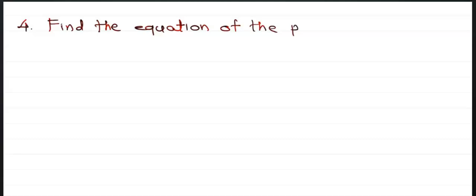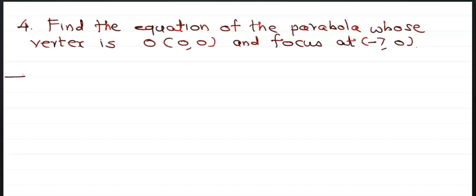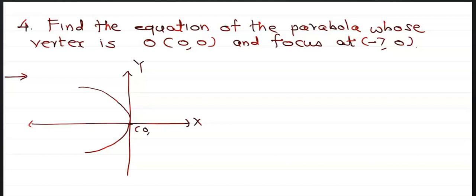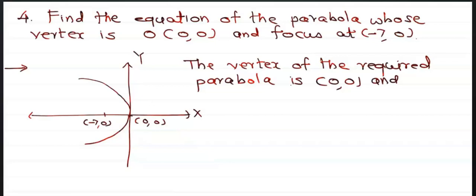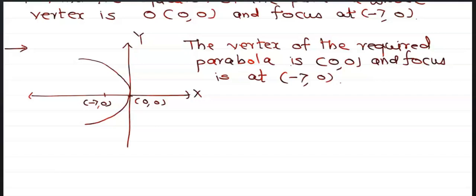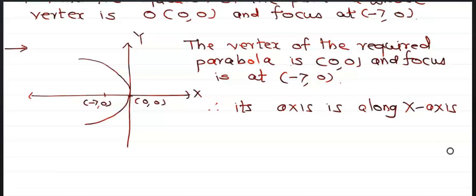Find the equation of the parabola whose vertex is 0, 0 and focus at minus 7, 0. Therefore, the vertex is 0, 0, and the focus is minus 7, 0. Axis is along the x-axis.